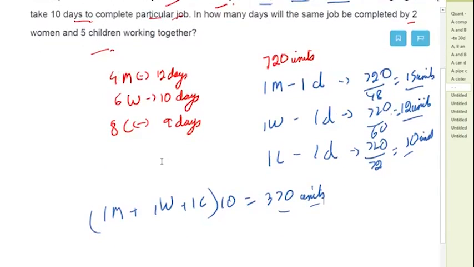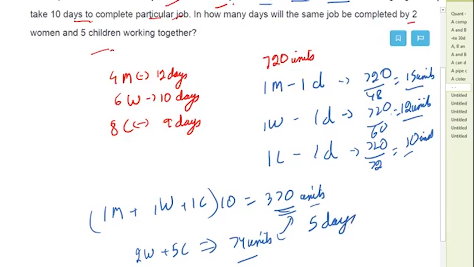And now we want to know how much time it would take for 2 women and 5 children to do that work. So 2 women and 5 children in one day do 24 plus 50, 74 units of work. And they have to do 370 units. So how much time would it take? 5 days. So the total answer will be 5 days.